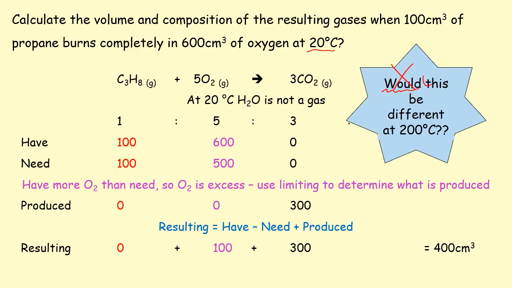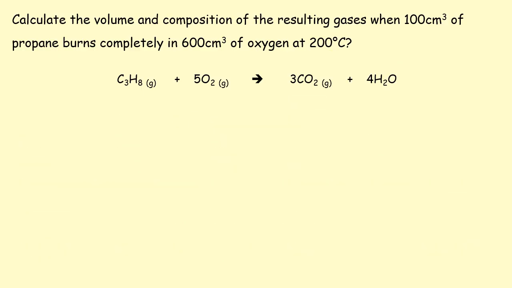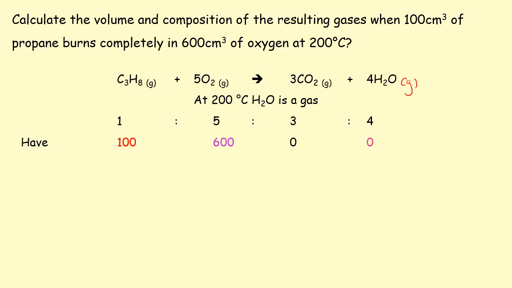Now, would this be different at 200 degrees? It would, because at 200 degrees, water is now a gas, and so would need to be involved in our equations. So this time we use our mole ratio, including water. We start off again with what we have from the question. What we need does not change. Propane is still our limiting reactant. Oxygen is still in excess because we have 600 and we only need 500.